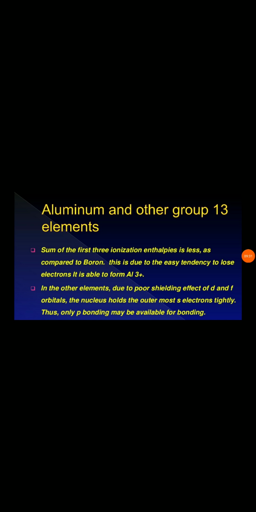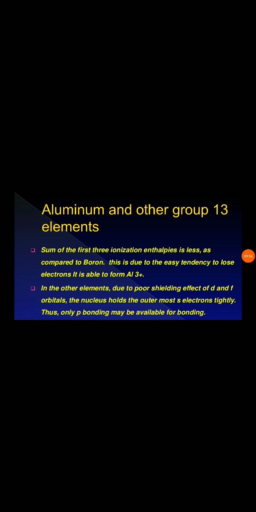It is able to form Al3+. Boron and the like have an extremely small size. Small size means what happens? Electrons are held very tightly. So that means more energy is required to remove the electrons.